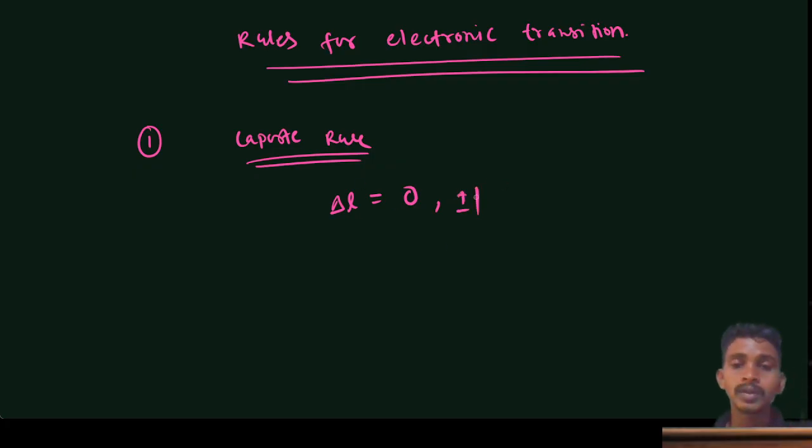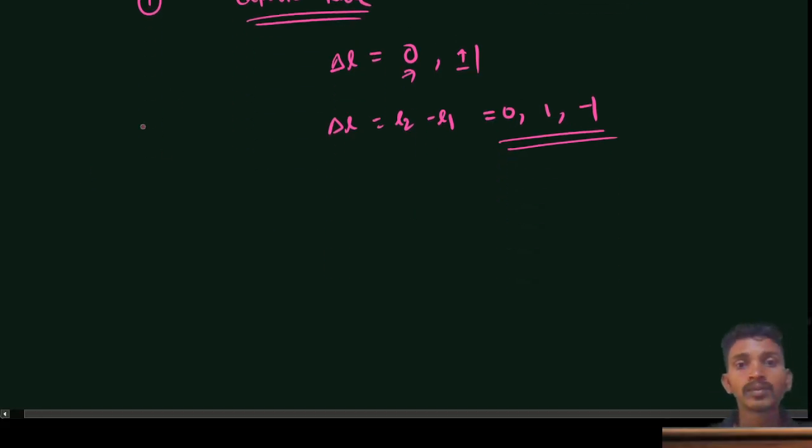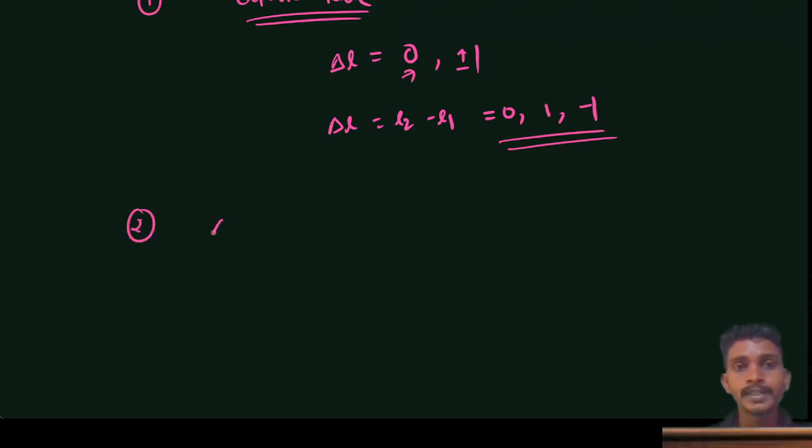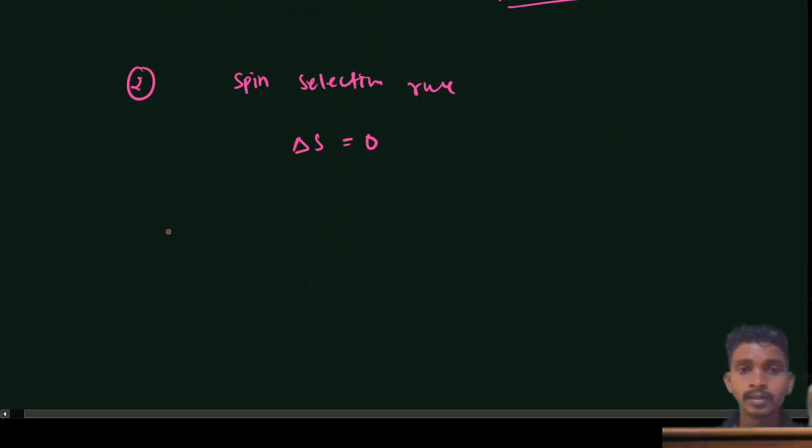For other cases we say only plus minus 1, but for diatomic molecules 0 is also allowed. Delta L means L2 minus L1, and that has to be 0, or 1, or minus 1. If any of these values comes, then that is an allowed electronic transition. That's what the Laporte rule says. Next is delta S, the spin selection rule. Here the delta S always has to be 0, then that is an allowed transition.